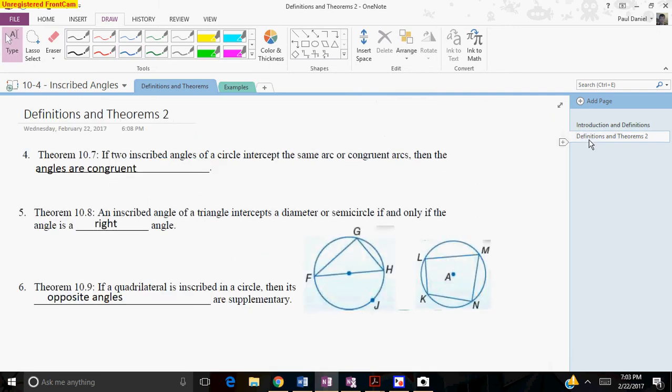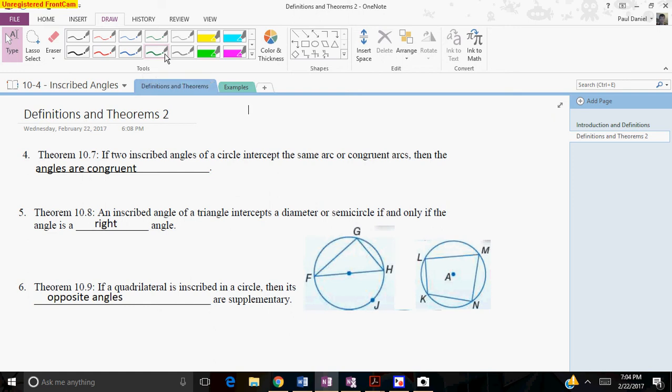Okay, got a few more little theorems to run through, just like all geometry chapters, lots of theorems and definitions. All right, again, like I said, I hope you've been reviewing these to make sure you can hold on to them. This one says if I have two inscribed angles of a circle and they intersect the same arc or congruent arcs, then those angles are congruent, okay? This is going to be really useful to me.